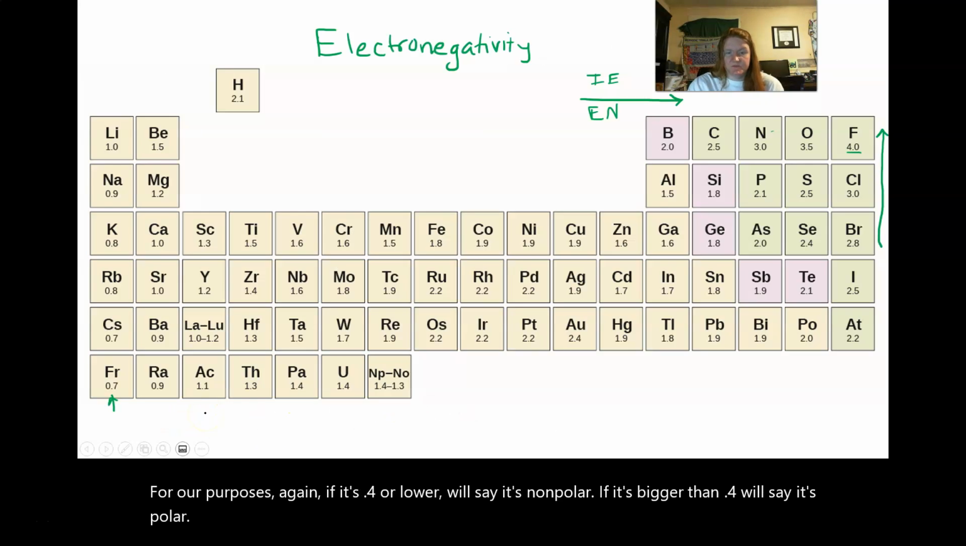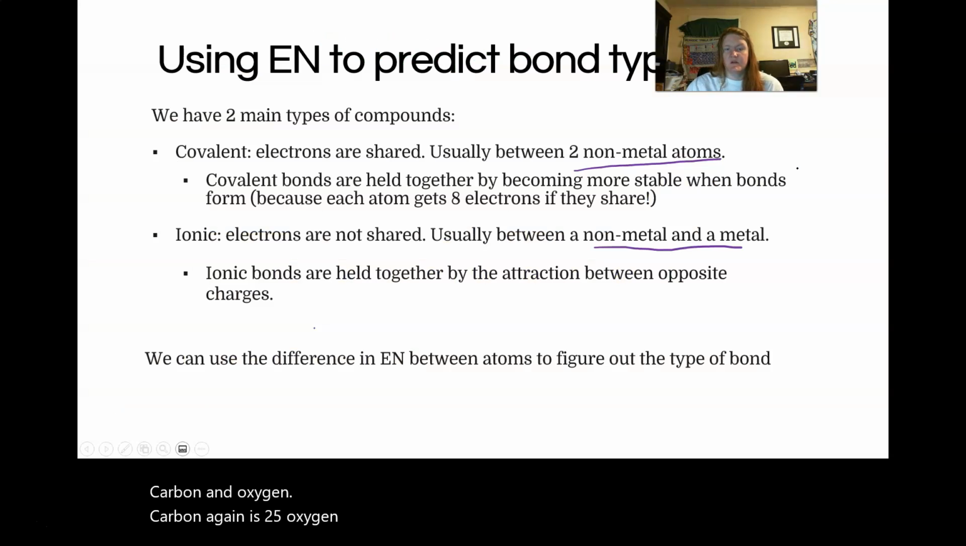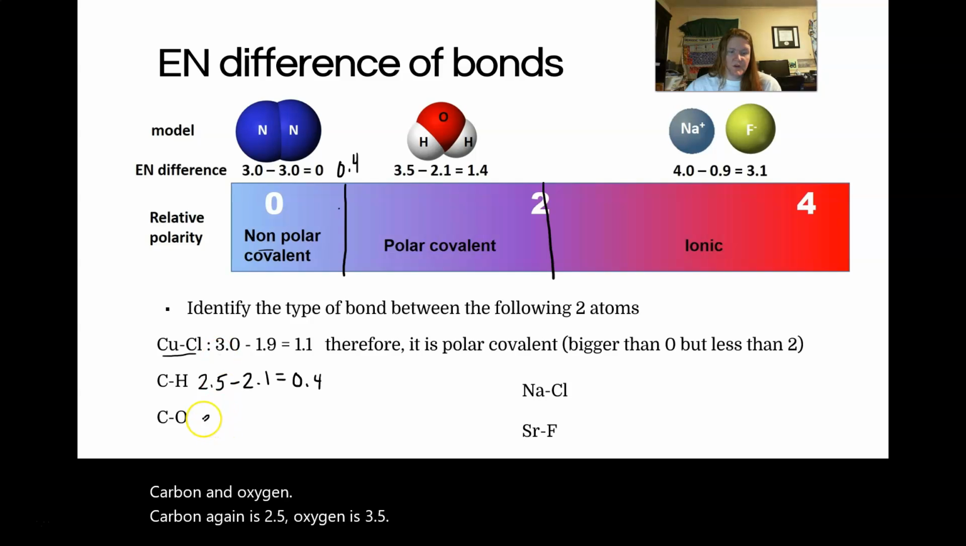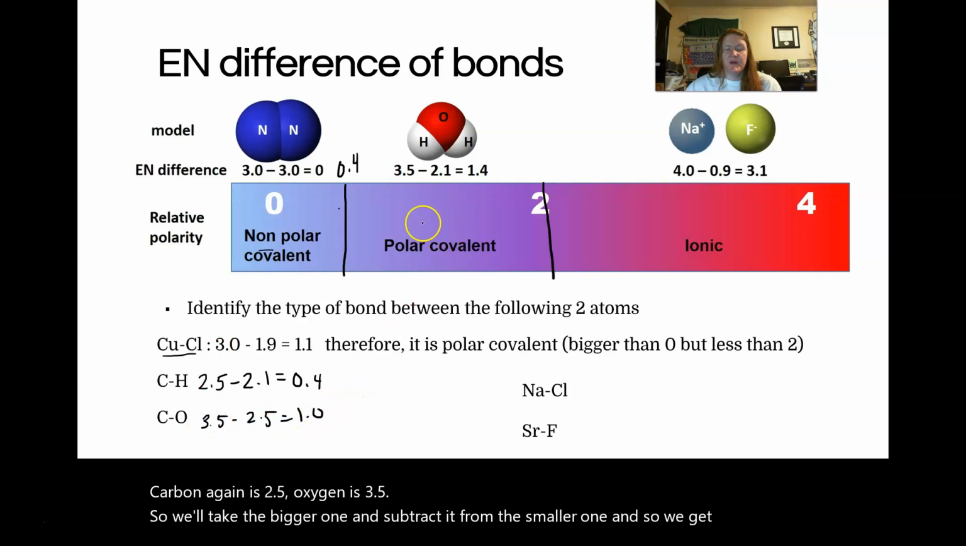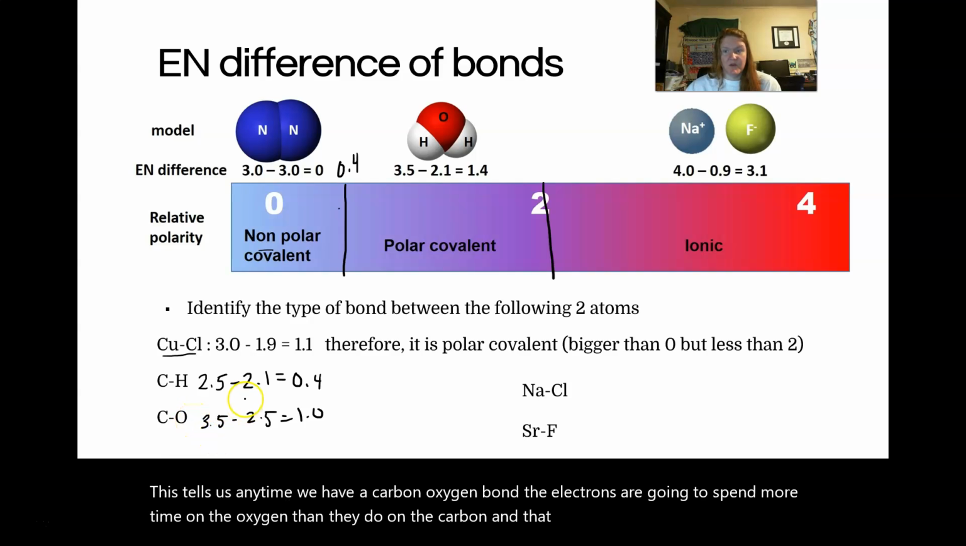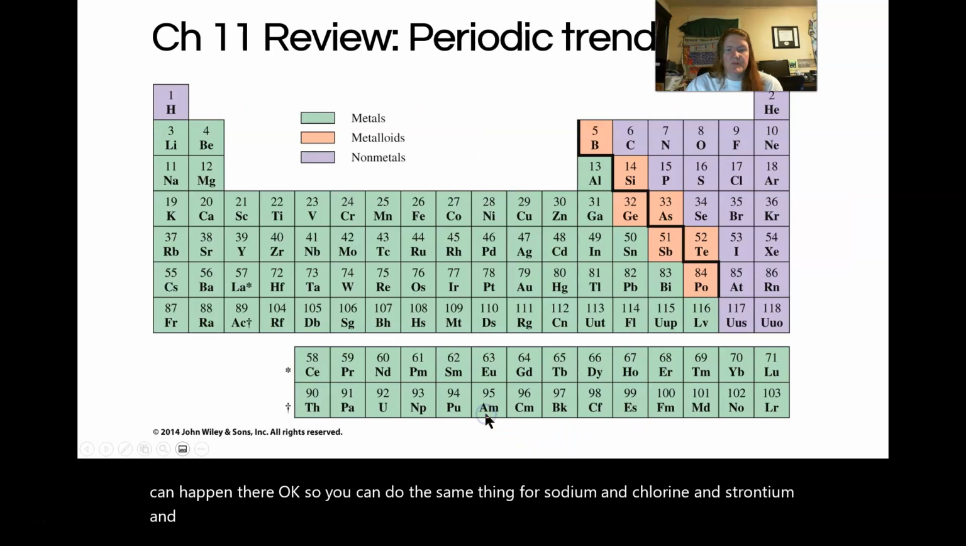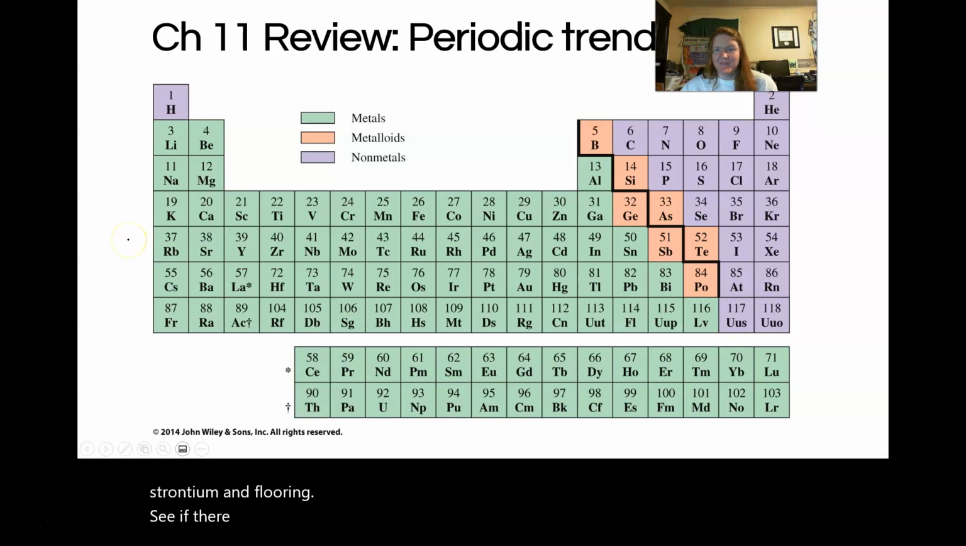Carbon and oxygen, carbon again is 2.5, oxygen is 3.5. So we'll take the bigger one and subtract the smaller one, and so we get a value of 1.0. This tells us anytime we have a carbon-oxygen bond, the electrons are going to spend more time on the oxygen than they do on the carbon, and that dictates a lot of the chemistry that can happen there. Okay, so you can do the same thing for sodium and chlorine and strontium and fluorine. See if they're actually ionic or not.